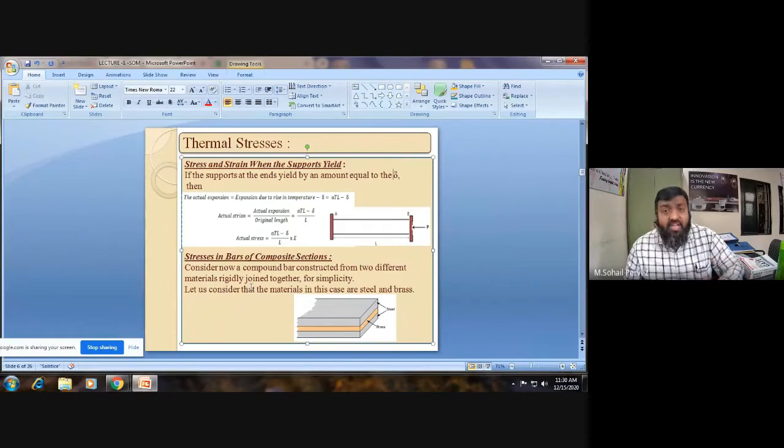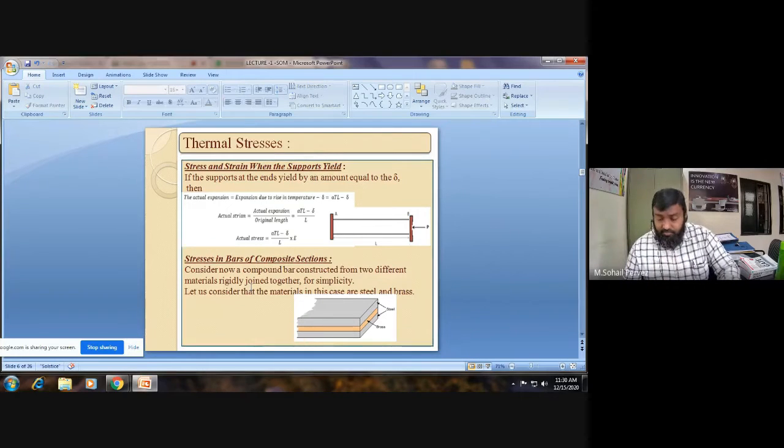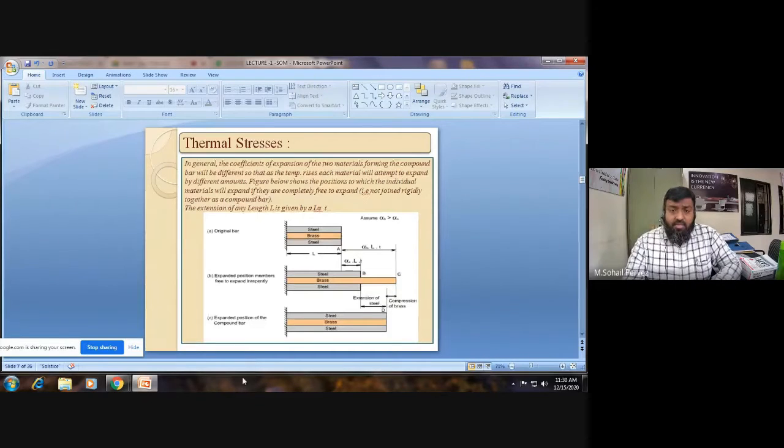Now, what is the basic idea of a composite section? You just go through the next slide. Concentrate on these three different categories of diagram. Original bar: a brass is inserted between two steel bars. Now, when I say one end is fixed, please try to understand this fact. One end is fixed and the temperature is raised. Then the entire assembly will elongate, will try to expand.